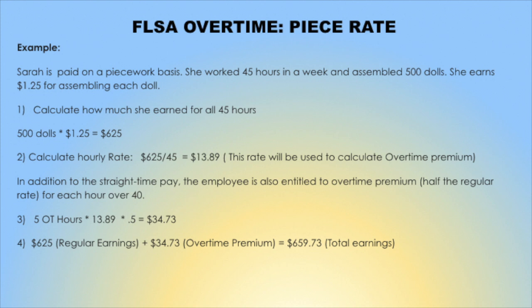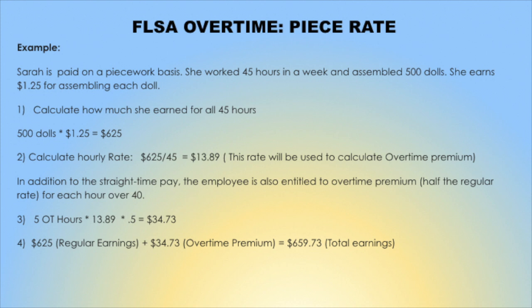In addition to the straight time pay, the employee is also entitled to the overtime premium, which is half of the regular rate for each hour worked over 40. Our overtime hours are 5. We will multiply that by 13.89 and then multiply that by 0.5, and we get 34.73.